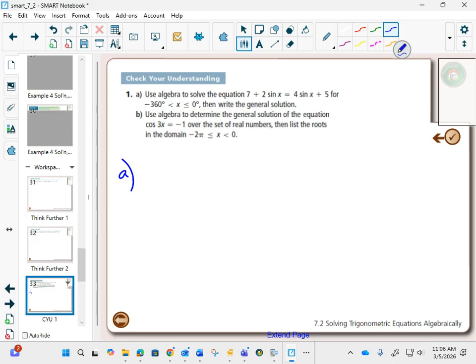So for part A, it says use algebra to solve this equation. And in this equation, I hope you notice that these two I've underlined in purple are like terms. Plus 5 and plus 7 are like terms. And it's in degrees. So a lot of this is really a grade 11 question.